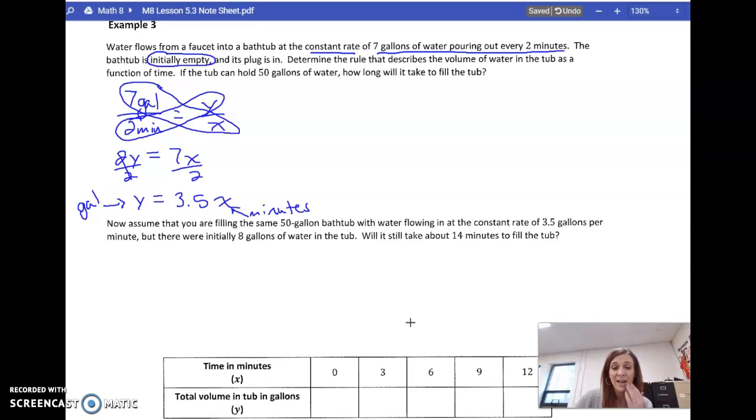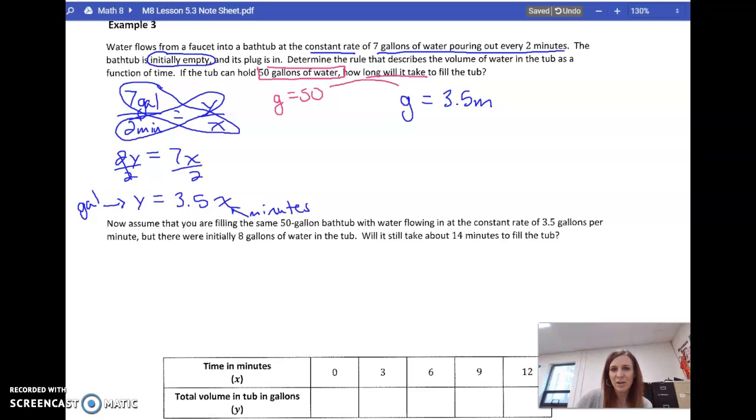Now, you can leave it like that. You can feel free if you wanted to change it to g equals 3.5 times m, maybe for minutes. That's fine too. Either way, just recognize what the variables stand for. And the reason we want to do that is because this next part says if the tub can hold 50 gallons of water, how long will it take to fill it? Well, 50 gallons, does that go in for y or for x, g or m, however you want to think of it? It's really helpful because 50 gallons means g is 50.